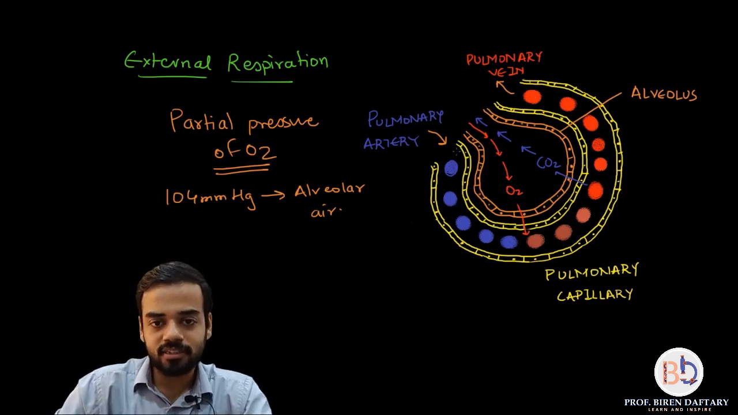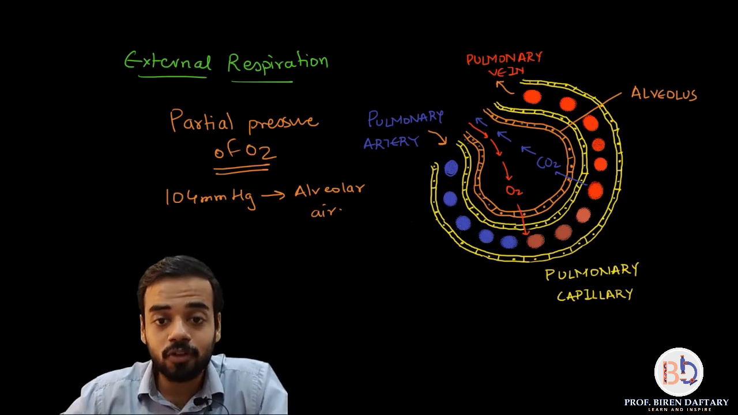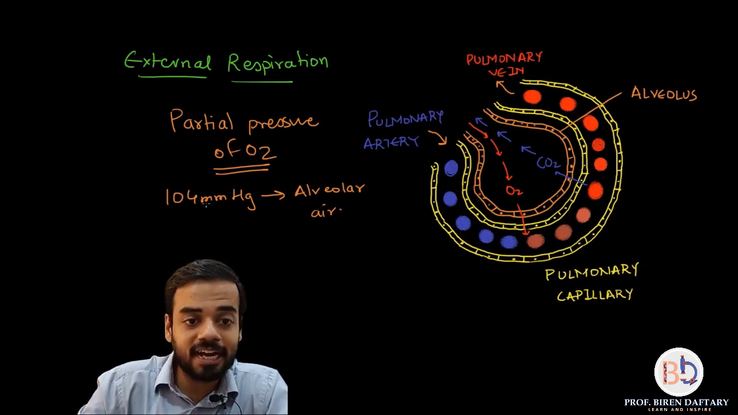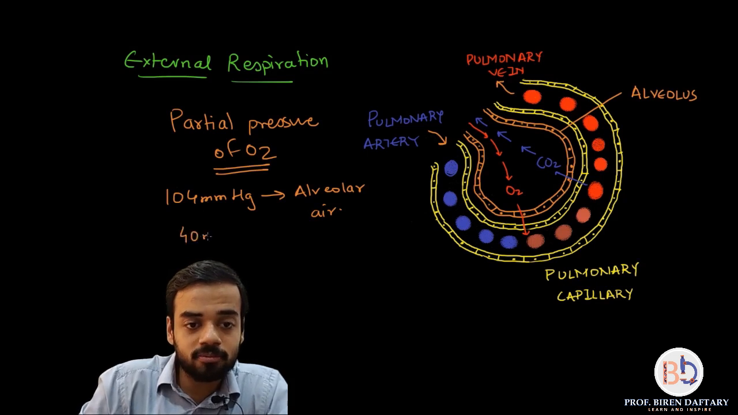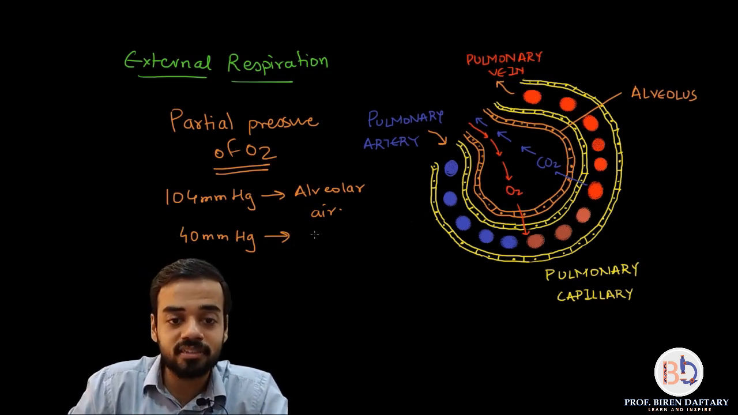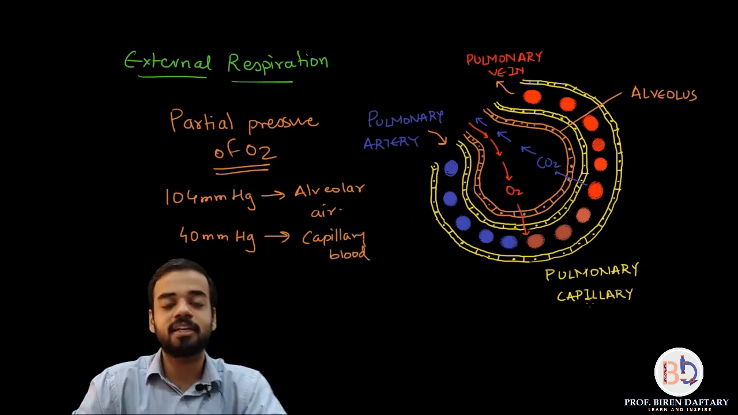So that oxygen will be flowing in this blood, correct? What is the pressure of the oxygen which is flowing in this blood coming from the pulmonary artery? So that pressure is approximately 40 millimeters of mercury. That is the partial pressure of oxygen in the capillary blood. Capillary blood means the blood which is flowing through this pulmonary capillary.